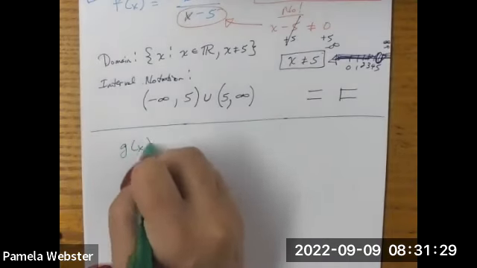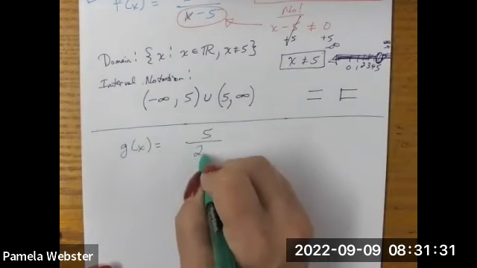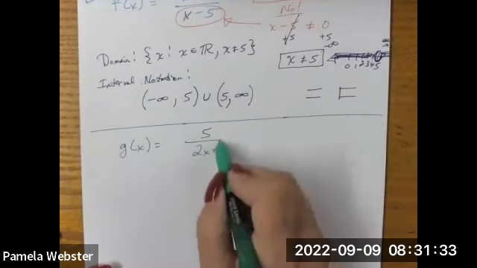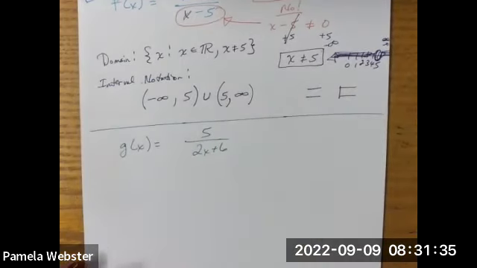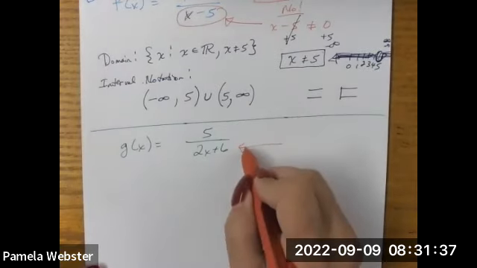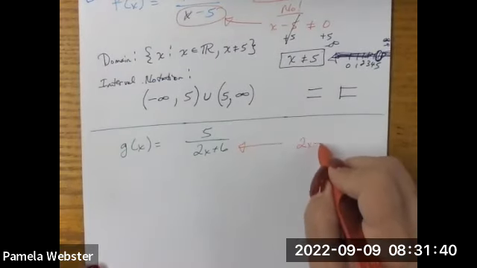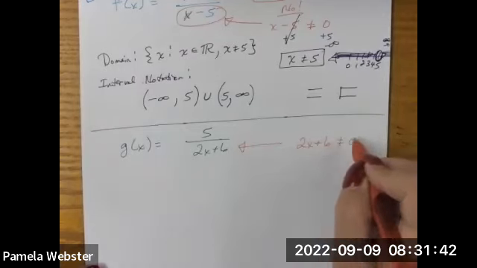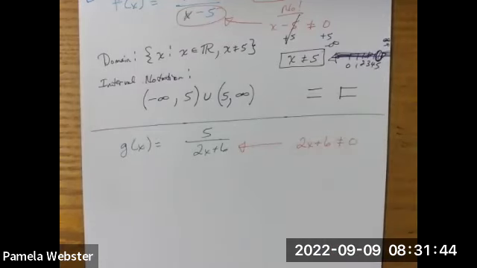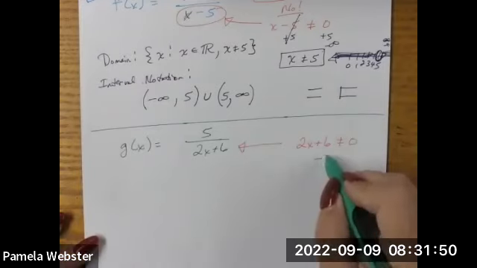G of x equals 5 over 2x plus 6. Again, do we care about the top? No, Dr. Webster, we don't care about the top. What we care about is 2x plus 6 is on the denominator and it can't be 0. So real quickly, go solve that for yourself. I'm going to run it real fast. If you need to pause, then pause.